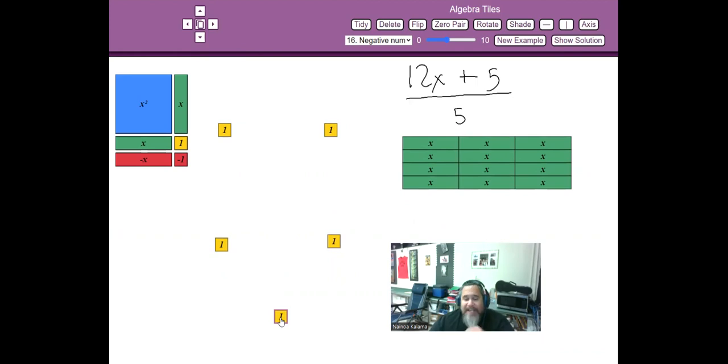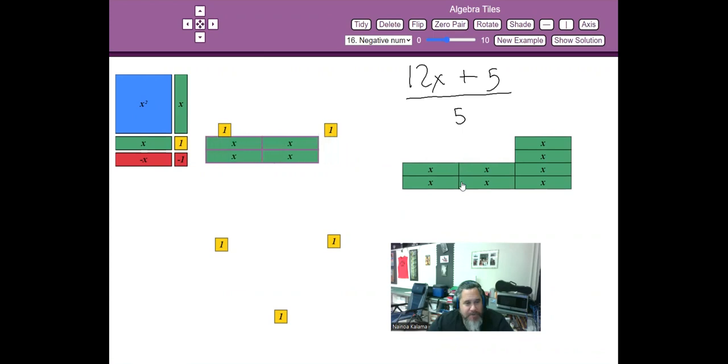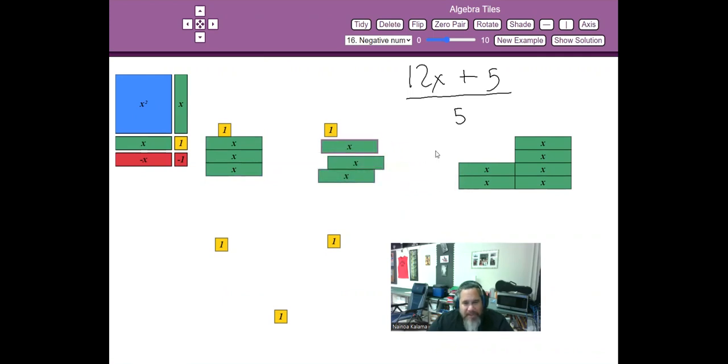Now, I have a warning. This is going to take some drawing. You're going to need some paper, but don't worry, it's not going to be that hard. All right, so what I'm going to do is move into these groups as many as I think will fit. Right now, I'm just going to try 3.